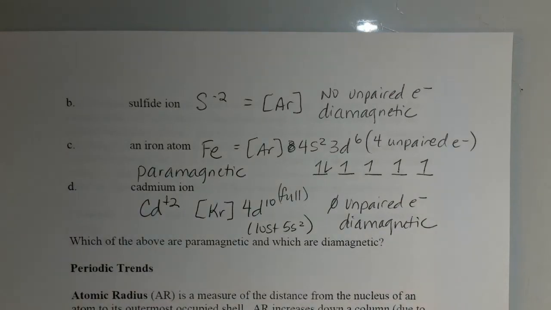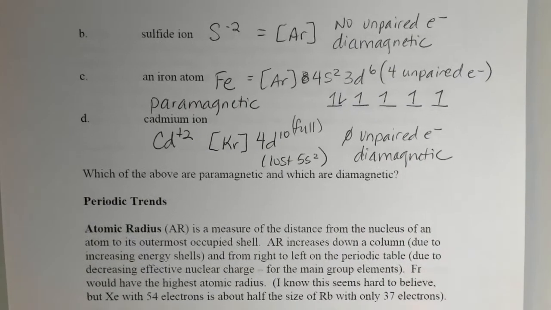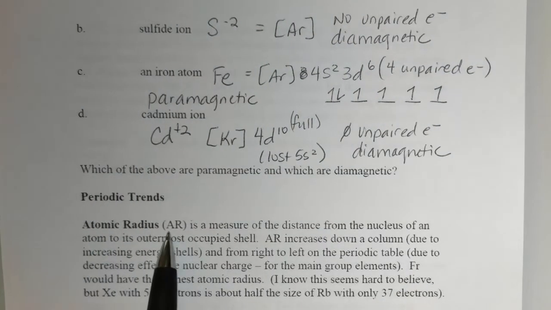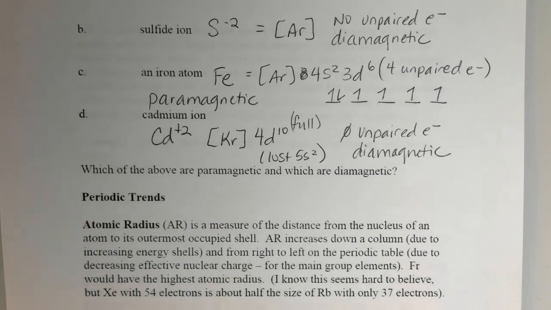The last part of the chapter are periodic trends. This is when we can look at just trends on the periodic table, just kind of qualitative information. There's 3, I think 4 actually, we do a new one. Atomic radius, AR, is basically looking at the radius of the atom, right?